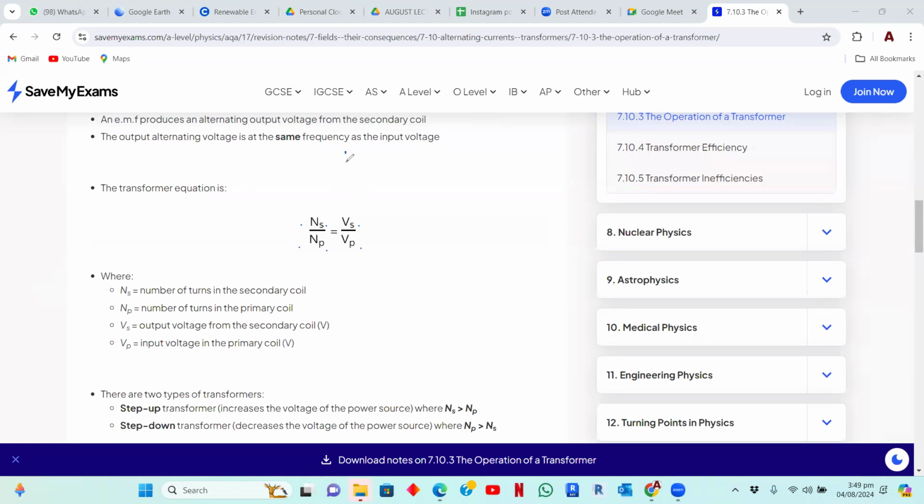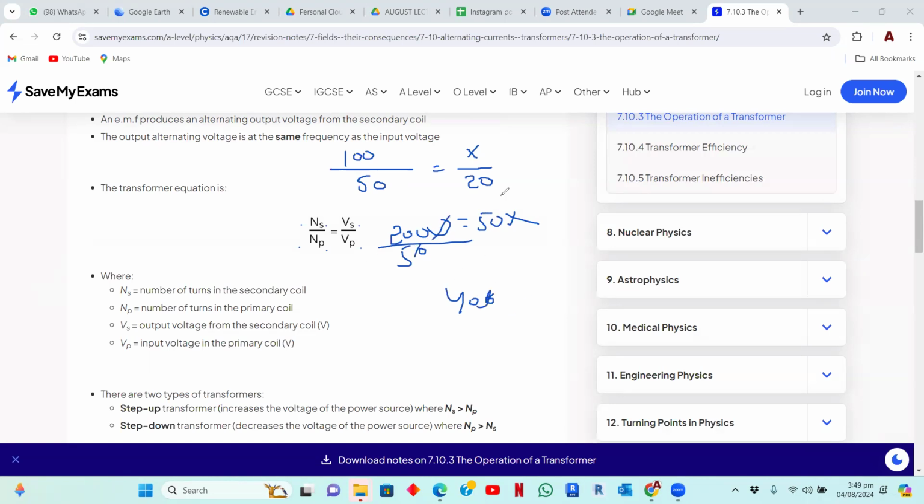Okay, let's say there are 100 turns at the secondary coil and 50 turns at the primary coil. If you want to find the voltage at the secondary coil, considering that the voltage at the primary coil was 20, you're going to use this equation. 20 times 100 is 2000 equals 50x. This is going to give you 40, sorry.